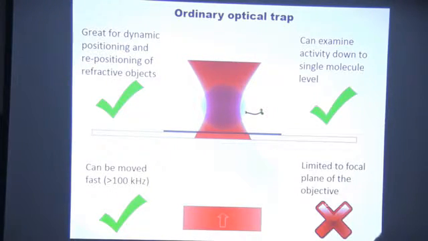But the problem is that all of this is inherently limited to the plane of the objective. It's not 3D. Because the whole point of this is you have an objective and it's focusing the light. So you're always going to create the trap right at the focal plane of the objective. The alternative is to use what's known as holographic trapping, which Savis already mentioned. And this is probably one of the simplest explanations for it.